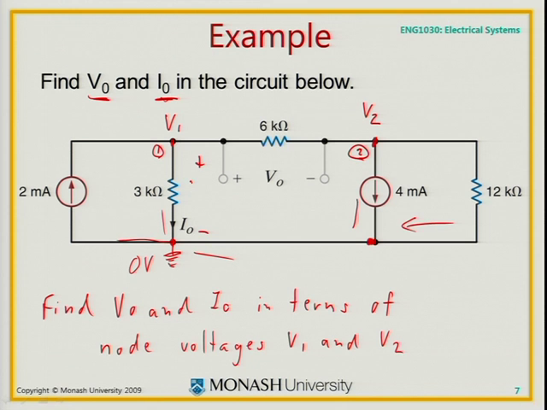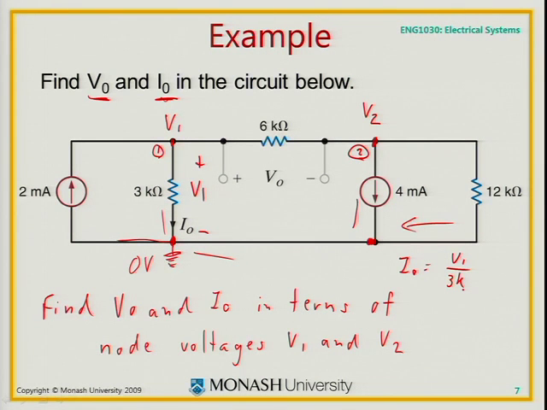Certainly, this means the voltage across that resistor is V1 volts. But by the definition of node voltage, because it's the voltage with respect to ground, which is down here, I0 is certainly going to be V1 on 3K.